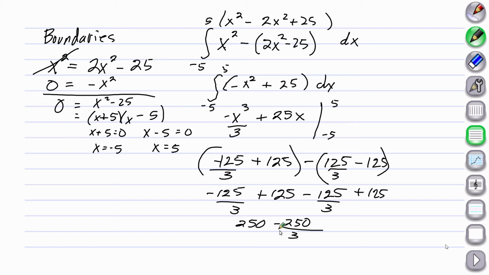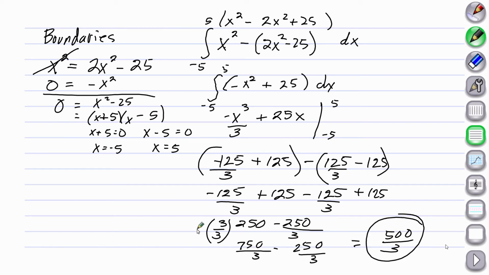So that came out to be, I can multiply this by 3 here, get a common denominator, 3 on the bottom. So that'd be 750 over 3 minus 250 over 3, which comes out to be 500 over 3. And that's how I left it. You could change it to a decimal if you wanted to. Mr. Mitchell, 125 divided by 3 is, oh wait, just kidding. Yeah, I didn't divide it.